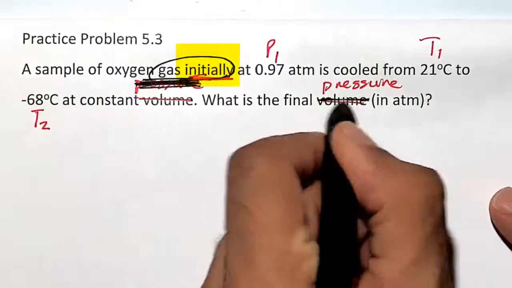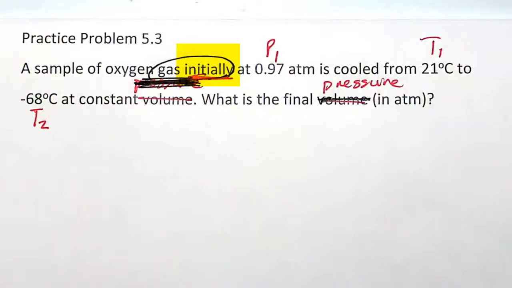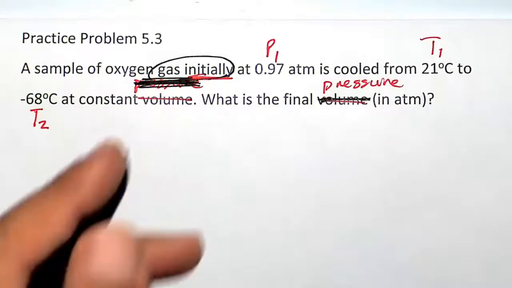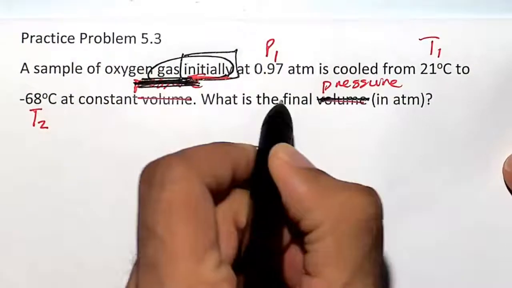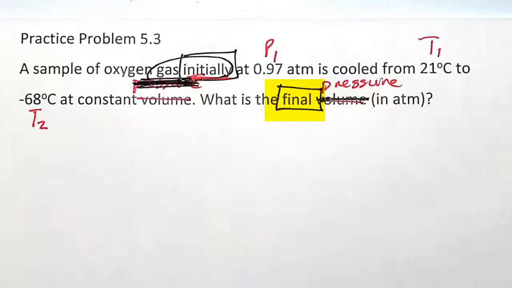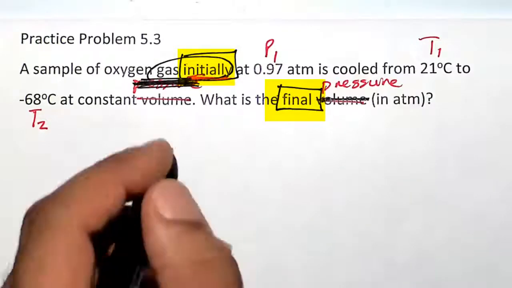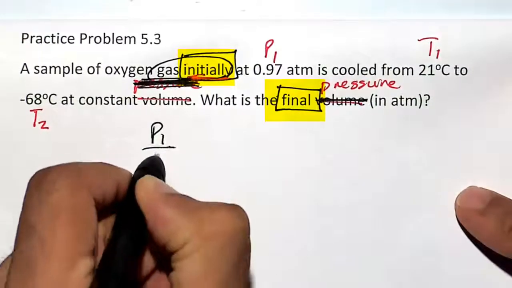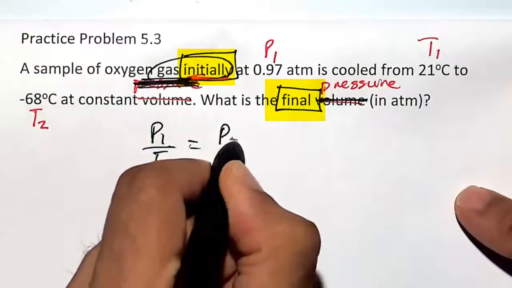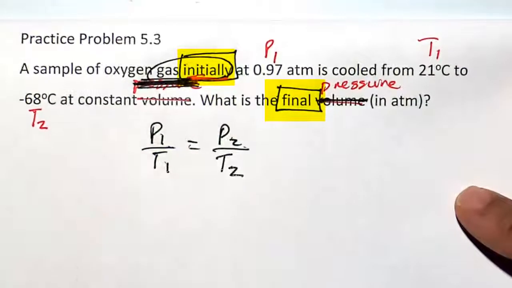That's actually a mistake in my notes, and it should be asking you what is the final pressure in atmospheres. So that word initially is one buzzword, and the other buzzword is final. So if you see initially and final, realize that you're going to have to use one of those relationships, the sort of ratio. And in this case, it's going to be the relationship between pressure and temperature. So what is that relationship? It's P1 over T1 is equal to P2 over T2.